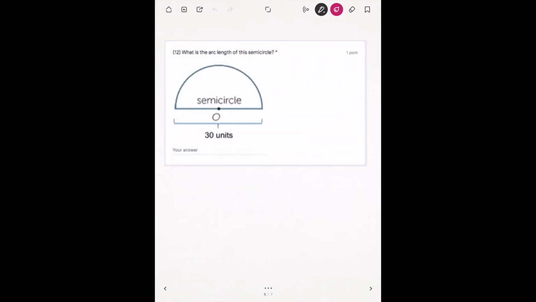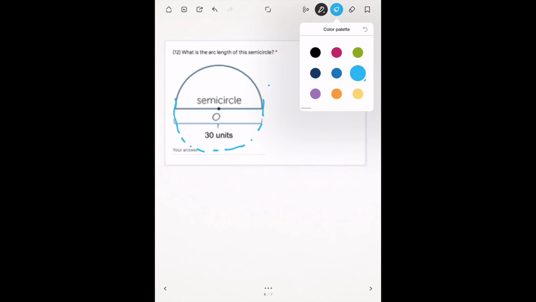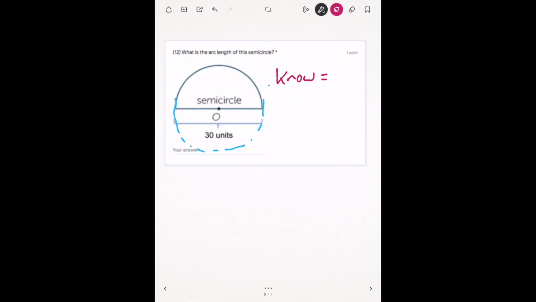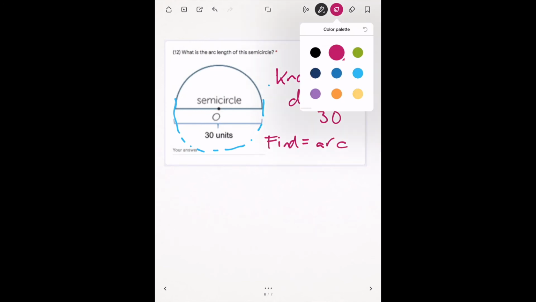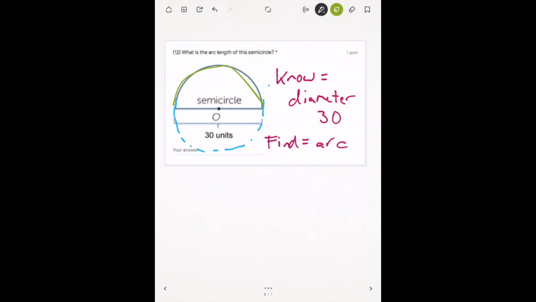Okay, number 6 is similar, except this time we have a semicircle. Once again, we're going to pretend we have a full circle, and we're going to ask ourselves, what do we know? Well, this time we know the diameter. This 30 looks like the diameter to me. And we're trying to find the arc length. We're just trying to find this piece of the circle, the semicircle.